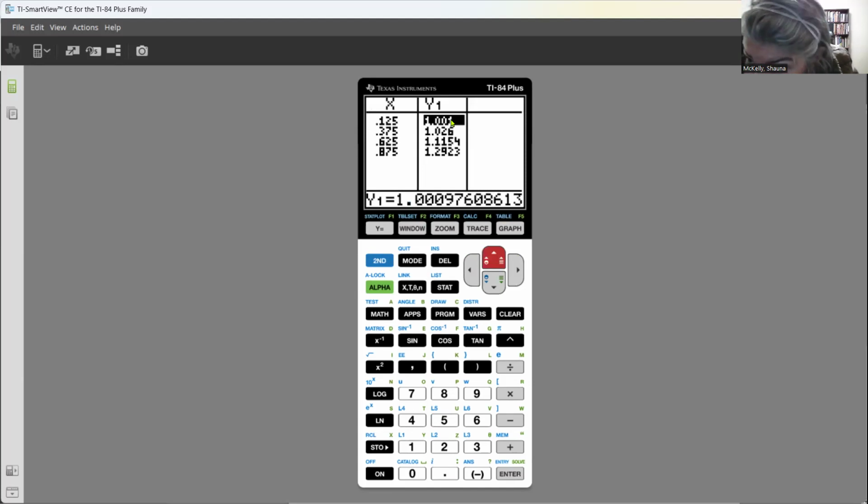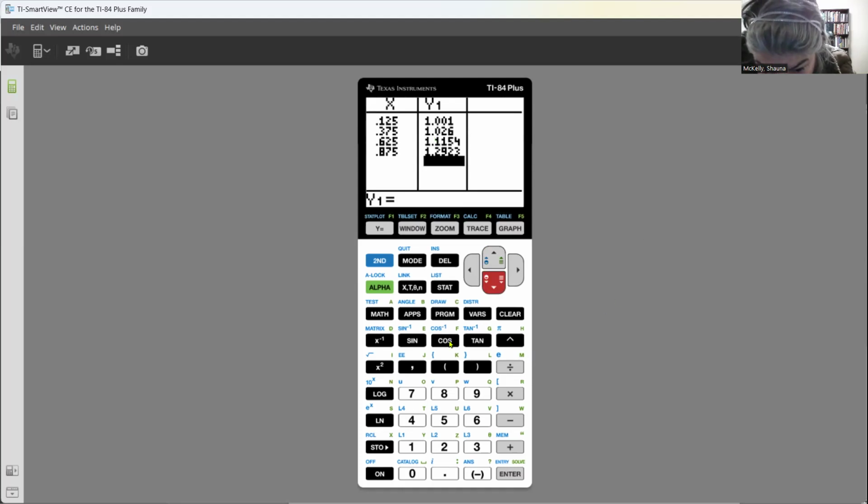Now be aware that for screen display purposes, you'll only see 4 or 5 decimal places. Usually 4, but sometimes 5. But your calculator stores more than that. So go ahead and feel free to take 6 places, 1.000976, and write that. What you're basically doing is adding up all of these and then multiplying by your delta x.